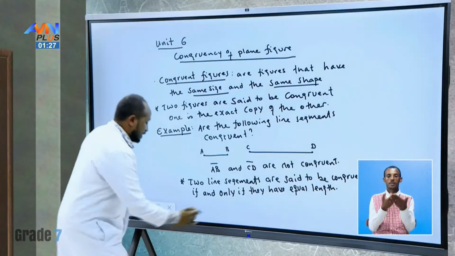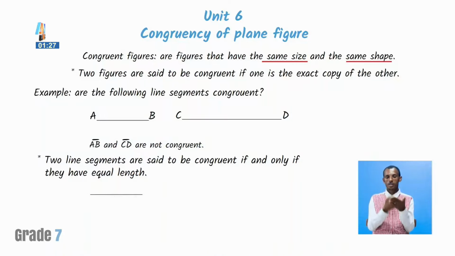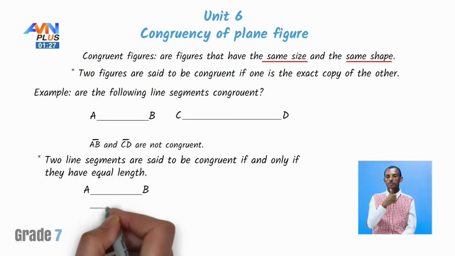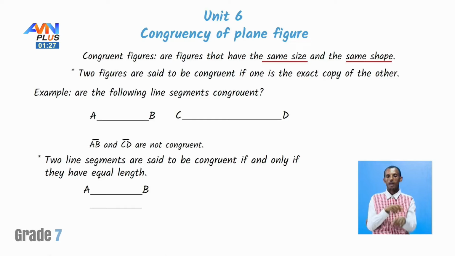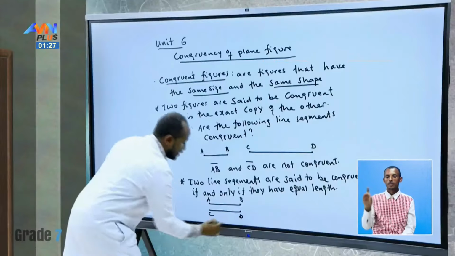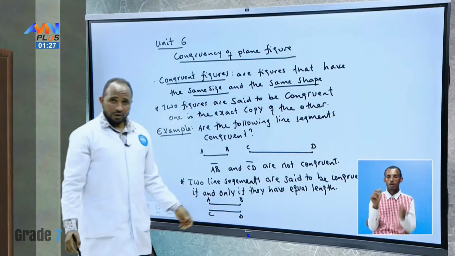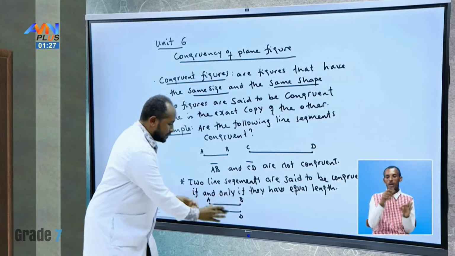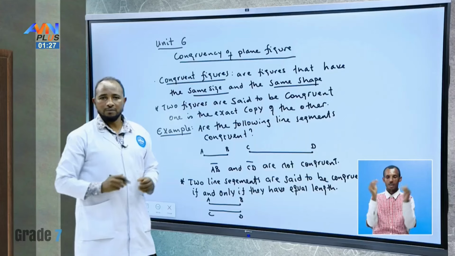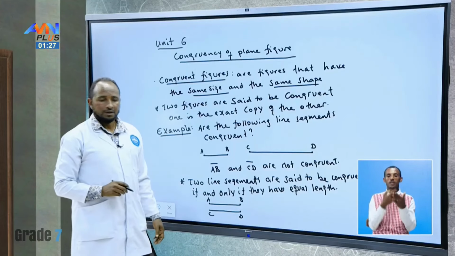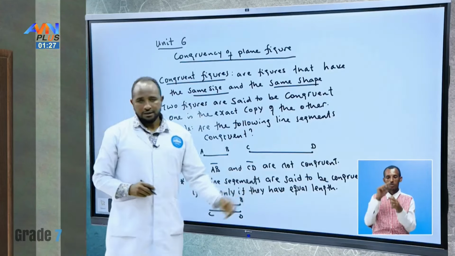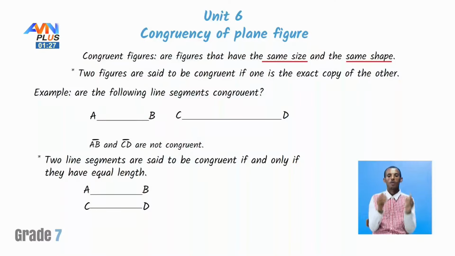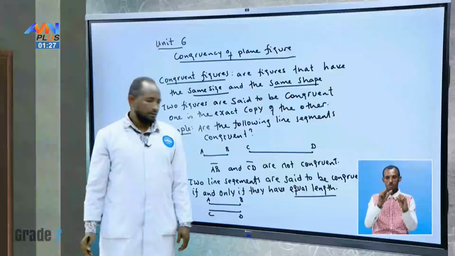Here, if you take this line segment AB and another line segment CD, as you can see, both of these two line segments have equal lengths. If you put line segment AB on CD, it exactly fits. They have equal measure. Therefore, they are congruent. So, in order to say two line segments are congruent, they must have equal lengths. Now, let's continue to the next part.